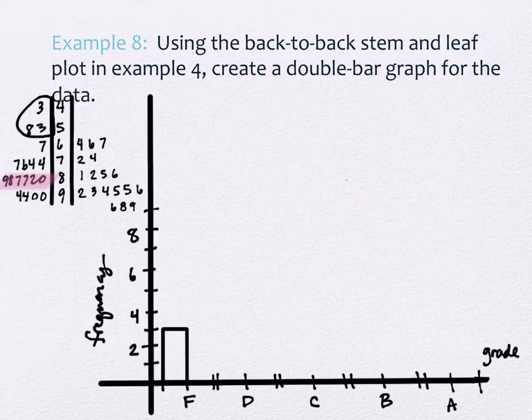How many D's were there on exam 1? 1. D's are the 60s. There's 1 of them. So over here in the D category, I have 1 D. It would look like that. And then with the D's in the second exam, that one is 3. So I need this to be at a height of 3.